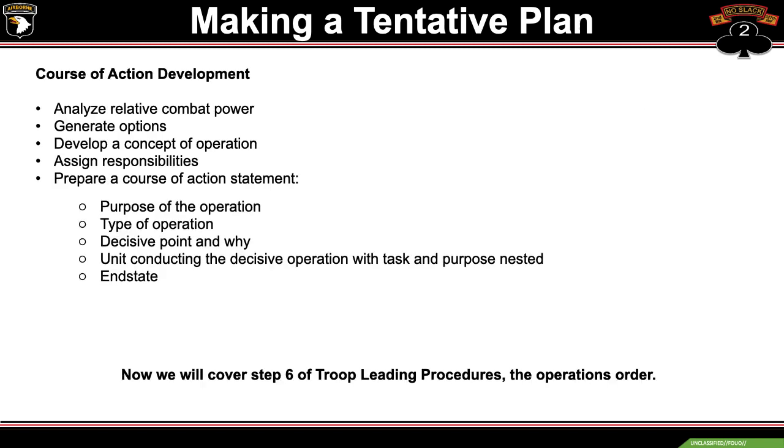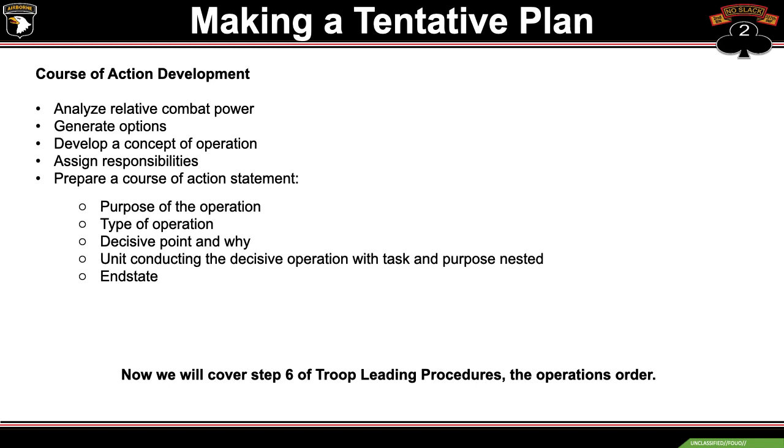And then a little bit more into making a tentative plan, so course of action development, so how we actually come across creating the plan for us. So first, analyzing relative combat power, like what do we have, generating some options of what we can do, developing a concept of the operation, assigning responsibilities to the squads, and then preparing a course of action statement, which is composed of the purpose, the type of operation, what's going to be decisive and why.